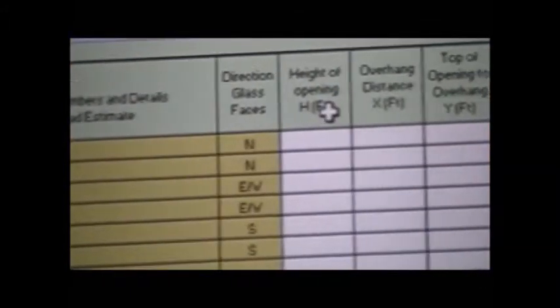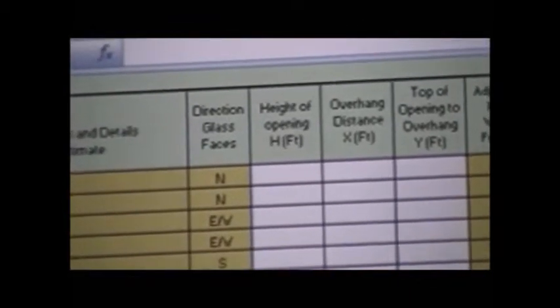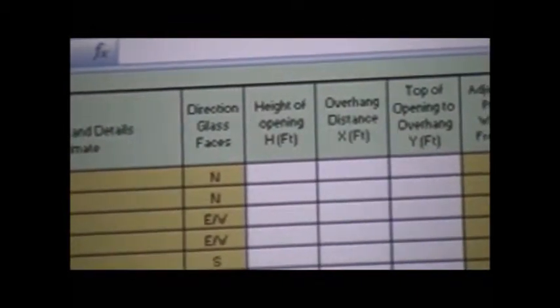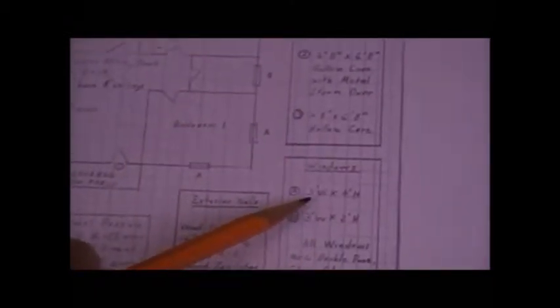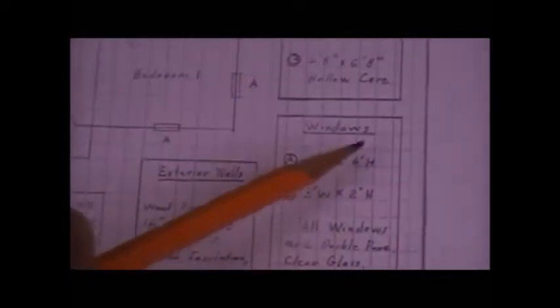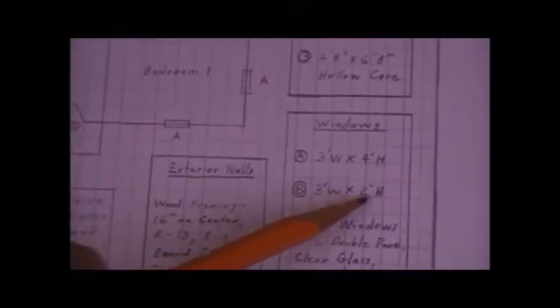Notice that it asks for the height of the opening. Now we're looking at the rough opening. That's this right here. I know we're probably saying, well, how in the world am I going to know that? Well, if it's not on your diagram or your plans, hopefully it will be. If you don't know, you may have to go out to the site and get that. We have our windows showing the A windows are 3 wide by 4 high. Our B windows are 3 wide by 2 high. But we're only concerned about the height of the window at this particular time.